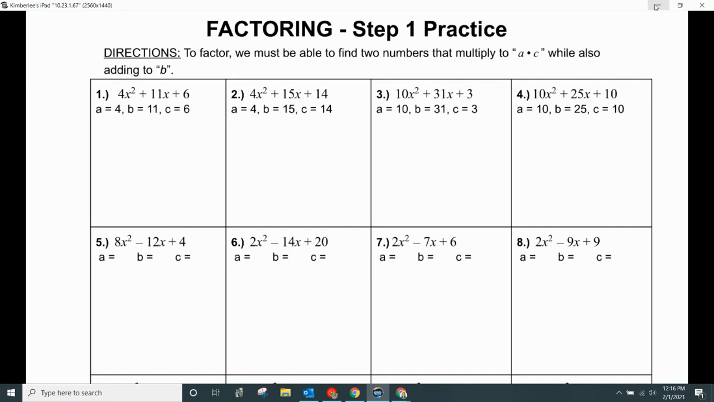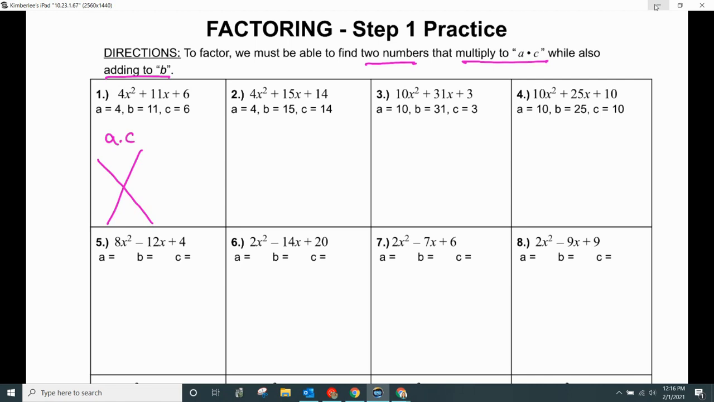Okay, so number 1, they gave me my trinomial, 4x squared plus 11x plus 6. And they've already given me A, B, and C. And notice I'm telling you, you want 2 numbers that multiply to whatever A times C equals, and when you add them up, you get B. So here's what I want you to do on all of these. I want you to draw your X. And remember, I want you to label it A times C in the top, B in the bottom.